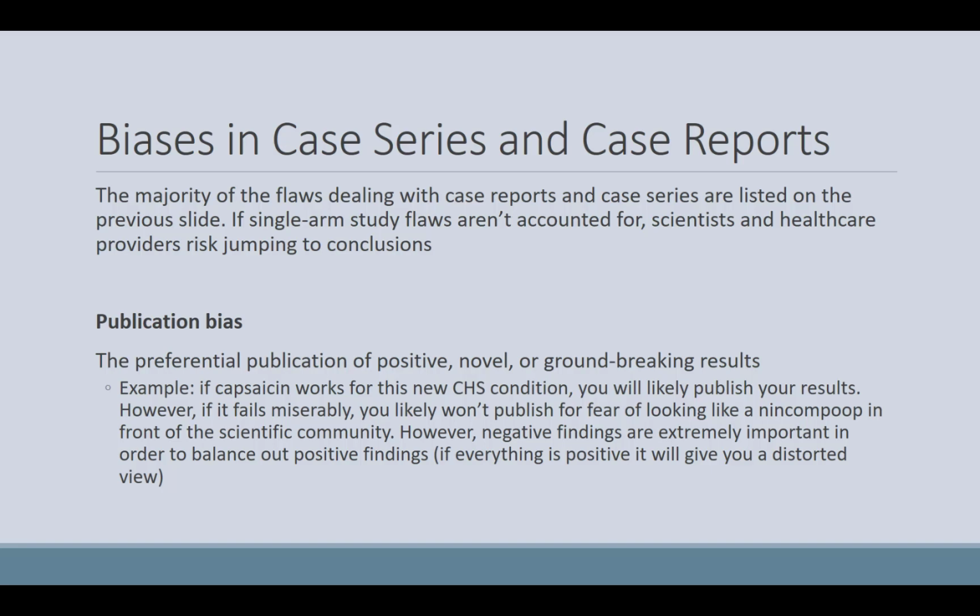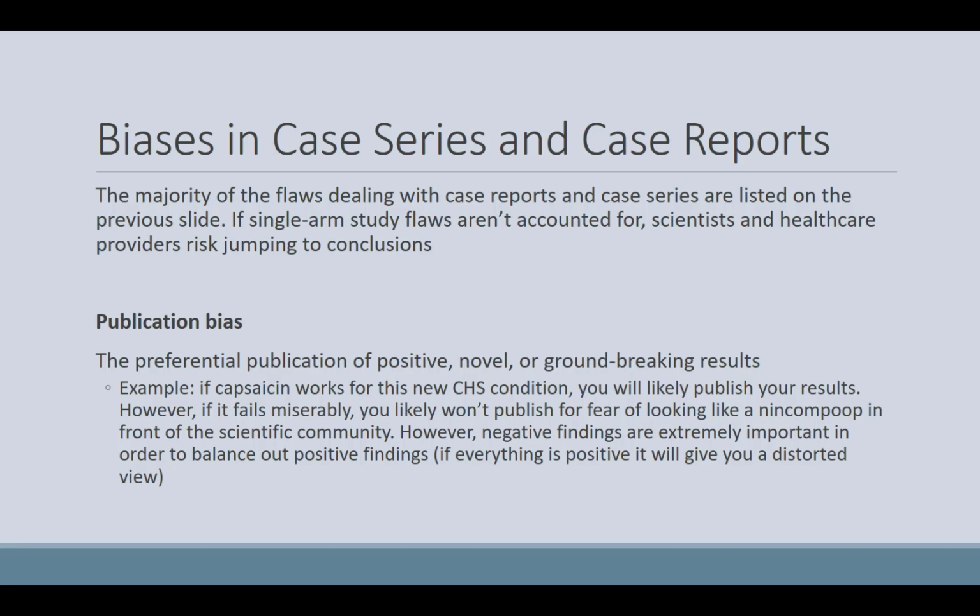For example, if you have capsaicin and you show that it works for this new CHS condition, you will likely publish your results because you had a good outcome. However, if you failed miserably, you likely won't publish for fear of looking like a fool in front of the scientific community. Even if you did try to publish, the journal editor would likely shut you down immediately. However, those negative findings are extremely important in order to balance out the positive findings.